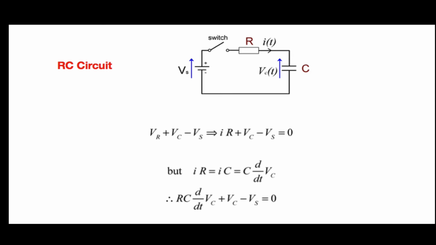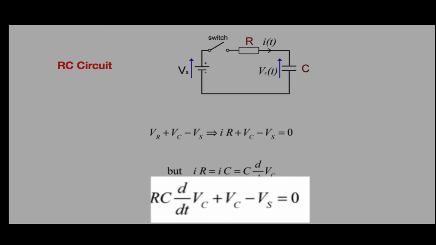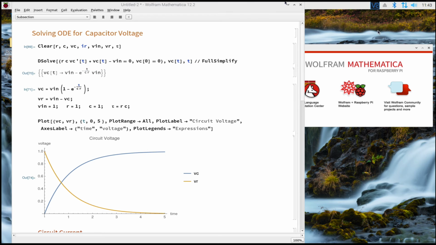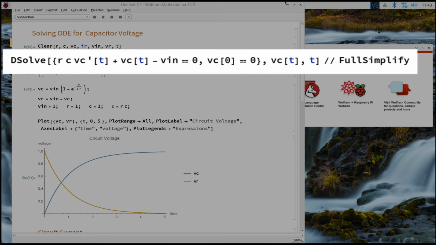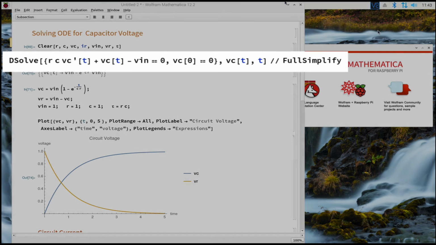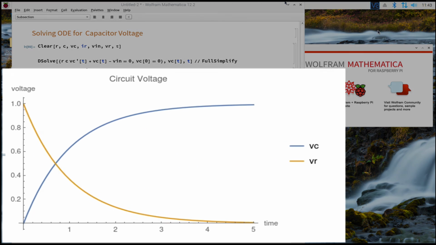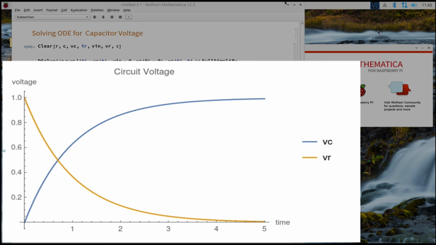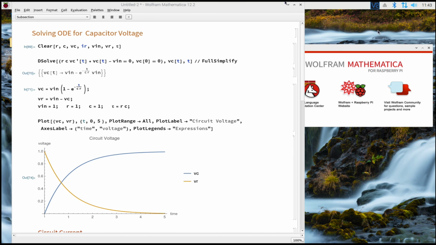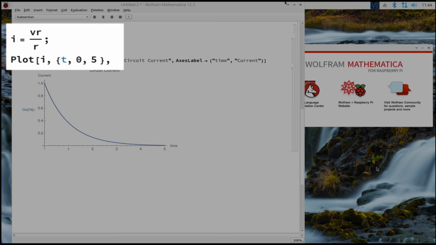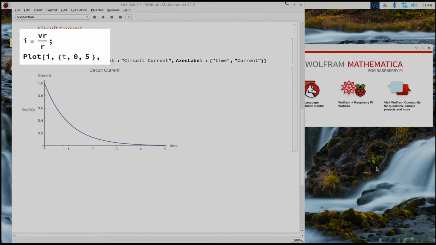We can also write Kirchhoff's voltage law around the loop and solve for the voltage across the capacitor. Here's the problem in the Wolfram language. Here's the solution for the capacitor voltage. This is the circuit voltages. We can now calculate the circuit current and plot it.